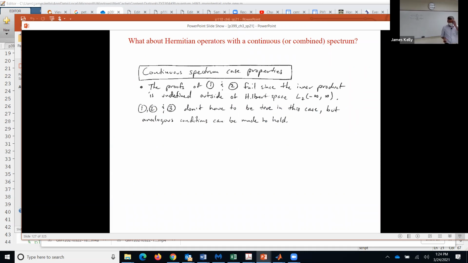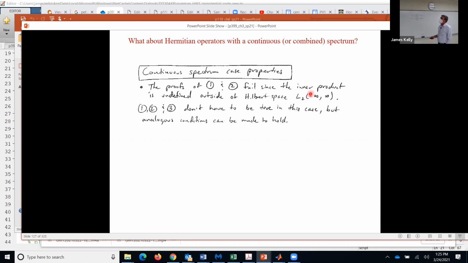I'm going to follow Griffith's discussion that you saw in the reading. I know the reading was quite a few days ago, and I'm trying to elaborate a little bit more on what Griffith says here. The proofs of properties 1 and 2, the realness and the orthogonality properties that we proved, fail since the inner product isn't defined outside of the Hilbert space, the set of square integrable functions. You take the inner product between functions that aren't square integrable, you're not necessarily going to get some sensible value. So it's only defined on capital L2.